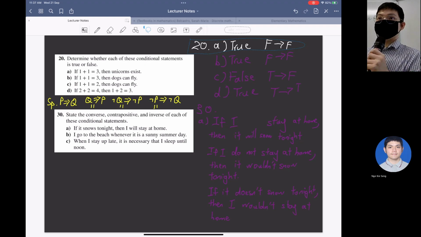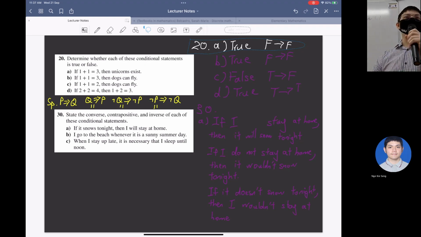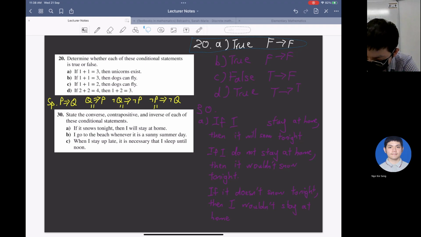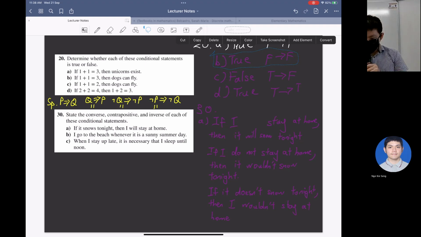So how do you know unicorns don't exist? Okay, we assume unicorns don't exist in this class. Outside this class, I don't know. Next, if 1 plus 1 equals 3, then dogs can fly. True or false? Why? Very good. False implies false. I think dogs cannot fly. There's no way. Okay, next.